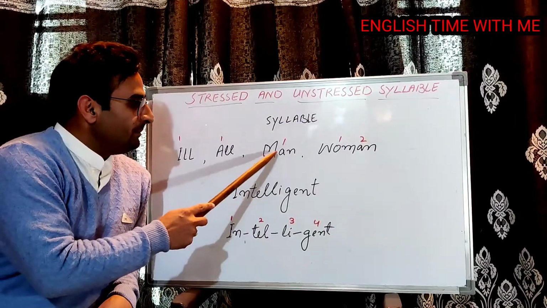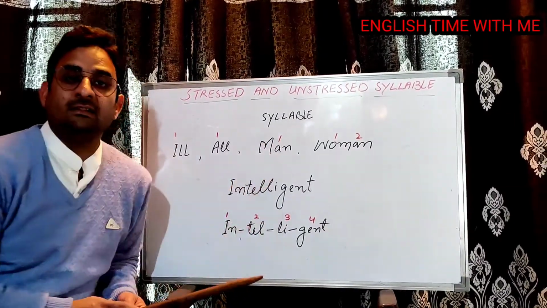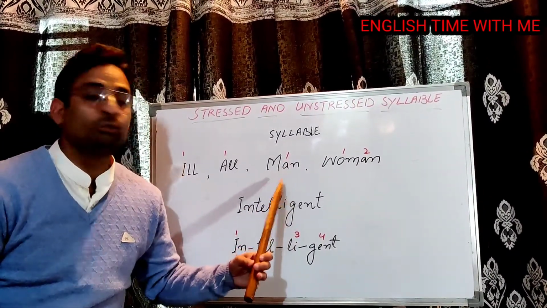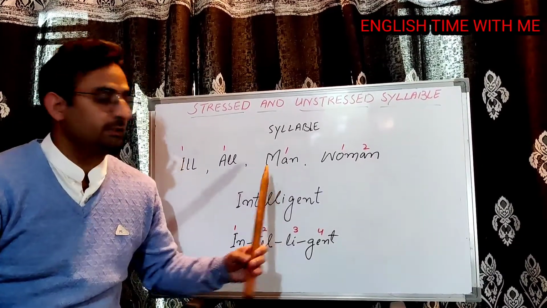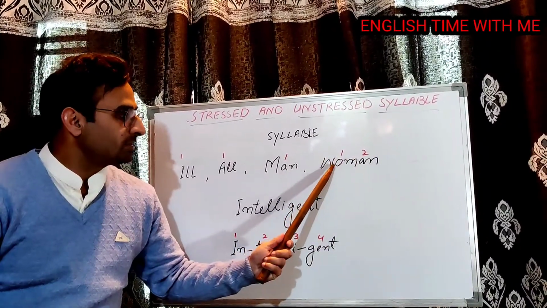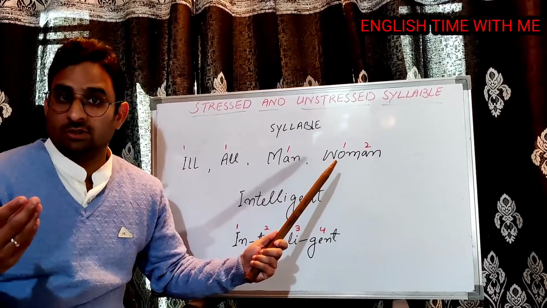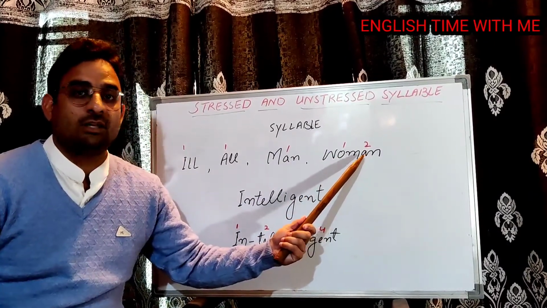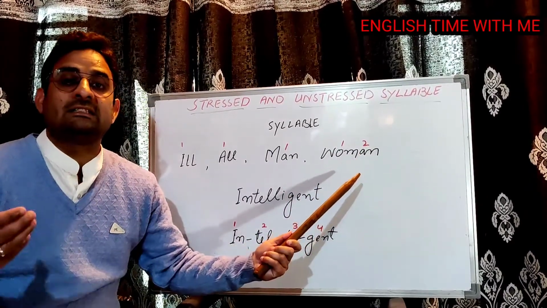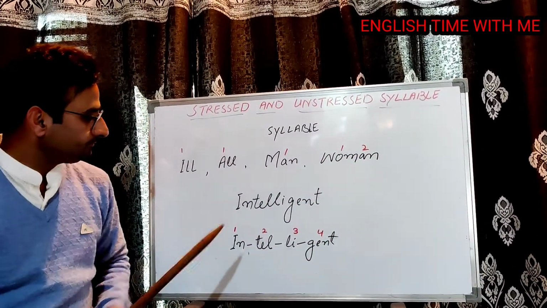In another word, man, there are two consonants but one vowel, and there is only one vowel sound in this word. There is also one syllable in this word. Then we have women. Now there are two vowels, O and E. Both of them are giving their sounds: W, O, and then men. So O is also giving its sound, E is also giving its sound. So here we have two syllables in this word.